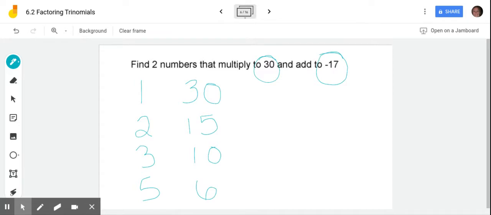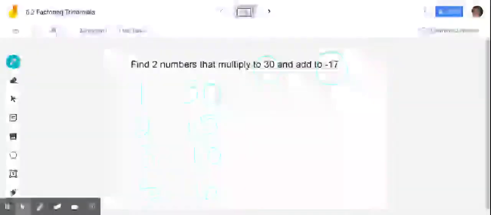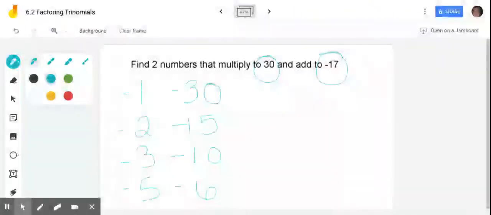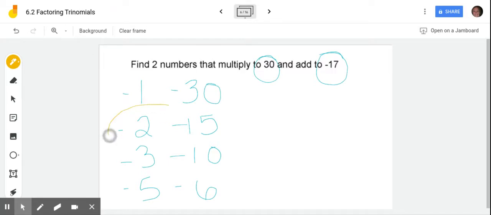If I'm multiplying and I get a positive number, it means either both of my numbers are positive or both of my numbers are negative. Since when I'm adding, I'm getting negative, both of my numbers are going to have to be negative. So now I need a combination that when I add them together, I get negative 17. There's only one combination that's going to work here, and it's negative 2 and negative 15.